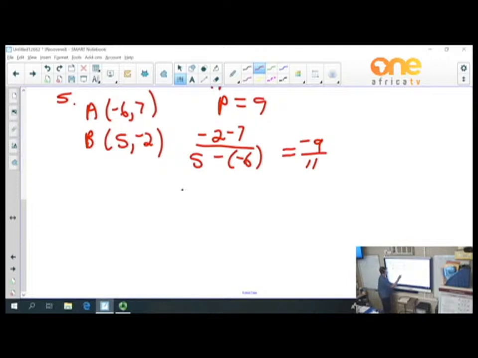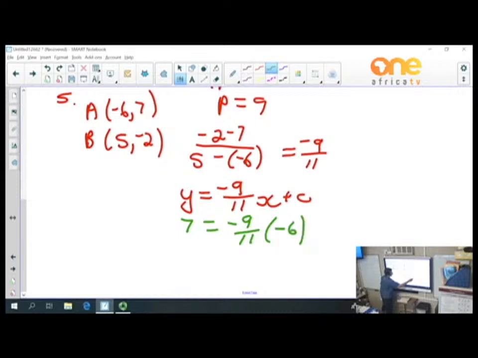So now the equation will be y is equal to negative 9 over 11x plus C. We need to find C. How are you going to get that? What did you do? Yeah, you substitute. So either A or B, it doesn't matter which one. You get the same answer there. So we're going to substitute. And this is basically also the method that we're going to apply now to get our equations. That's what we do from here. So 7 is equal to negative 9 over 11 times negative 6 plus C. Not a very nice question. And what did you get?